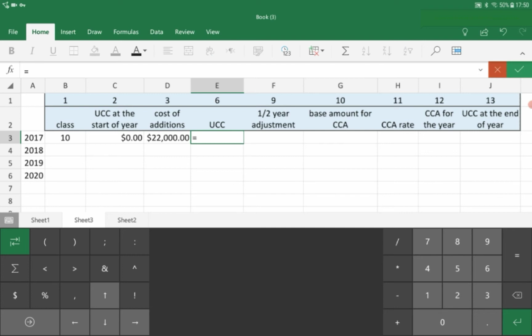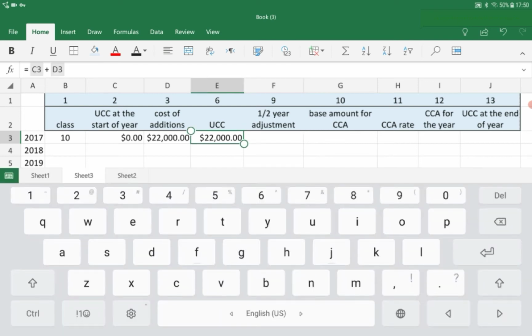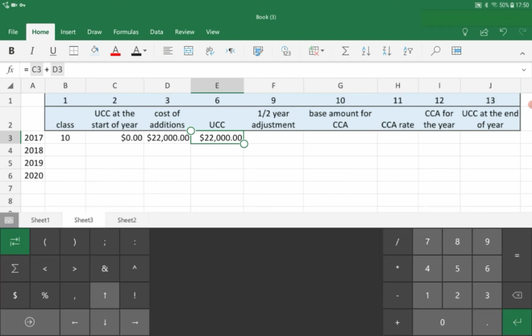Then UCC in column 6 will be the sum of the UCC at the start of the year plus the cost of addition in this year. For a vehicle, the half-year rule applies, which means you can claim CCA only on half of the cost of your additions. So we're going to take the UCC and multiply it by 50% or divide it by 2.